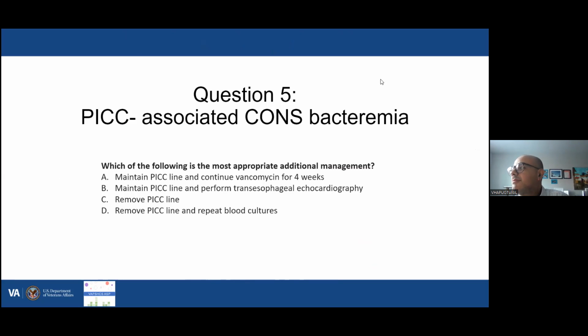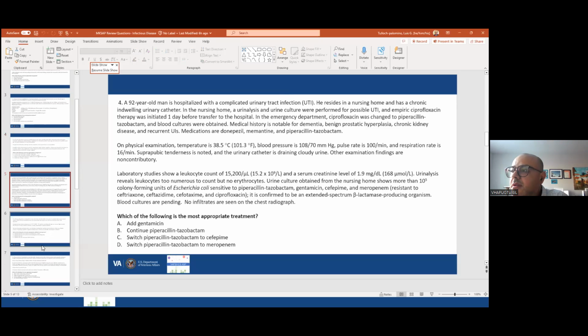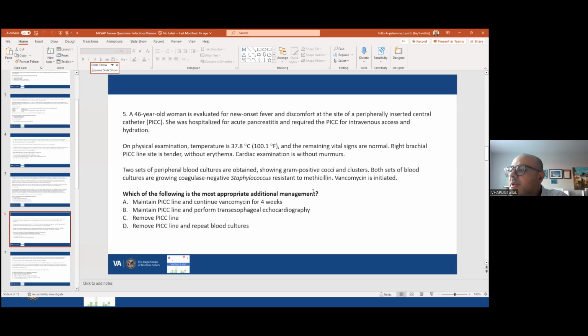PICC-associated coag-negative staph bacteremia. How do you manage that? B, remove the PICC line and repeat the blood cultures. All right. And let me move here.